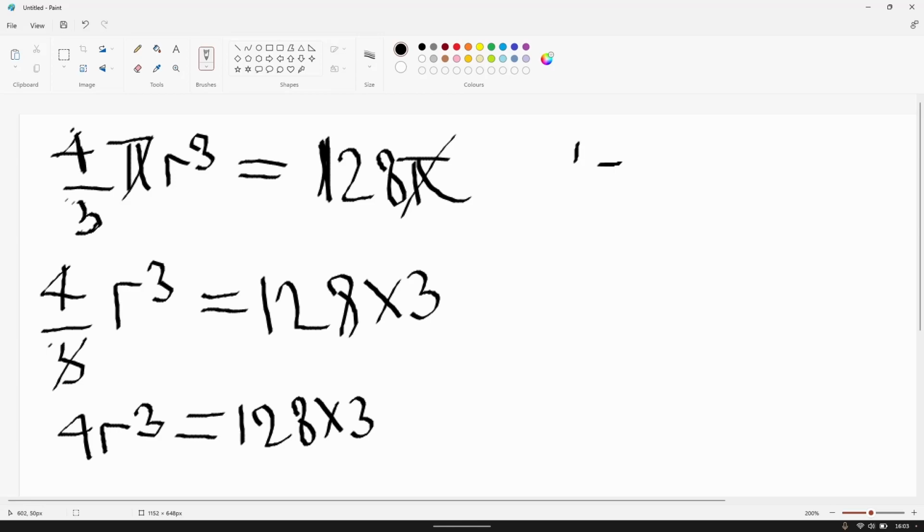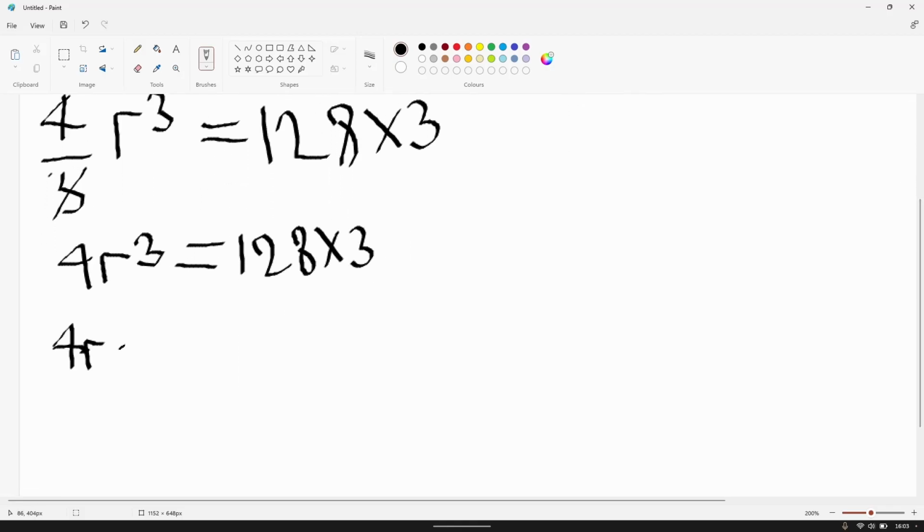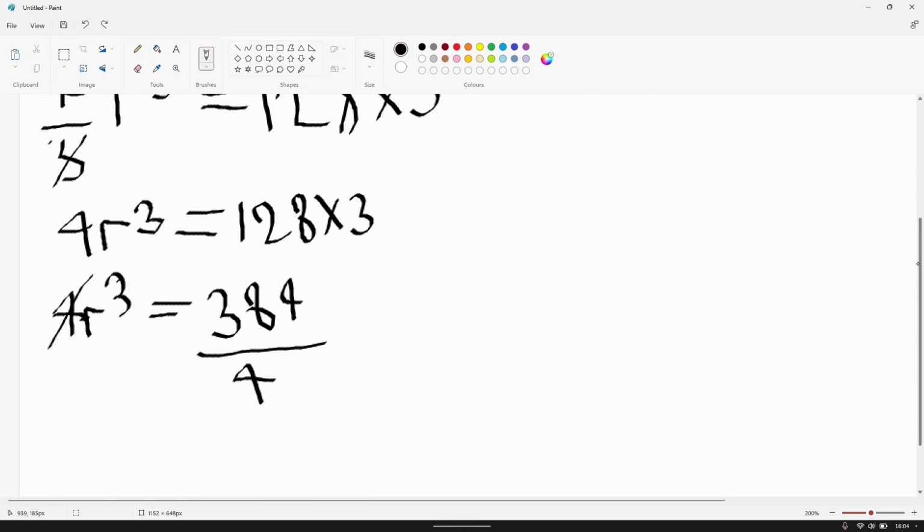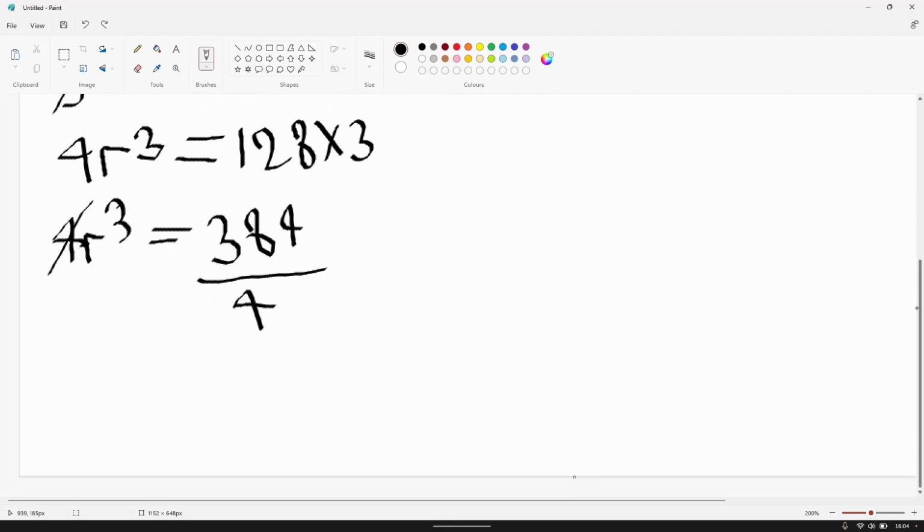And in the exam, we haven't got a calculator, so we just go through a quick multiplication here. 3 times 8 is 24. Carry that, 3 times 2, that's 6, and 3 times 1, so 384. So now we've got 4r cubed equal to 384. And then we can divide this by 4, because we've got a 4 here. Now we'd have to do another quick division. I've done this already as 96, so I'm just going to write it down for the sake of keeping this brief. So there we go, r cubed equals 96.